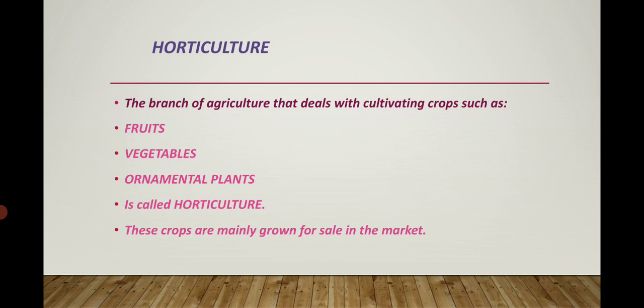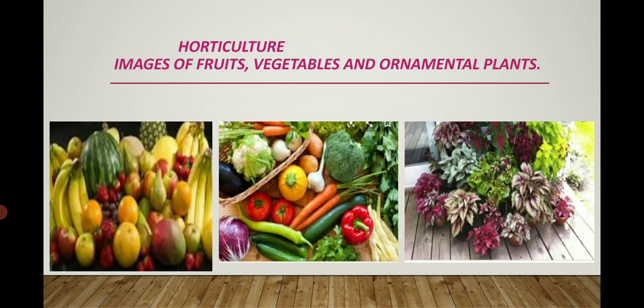Now let's discuss another interesting term, that is horticulture. The branch of agriculture that deals with cultivating crops such as fruits, vegetables, and ornamental plants is called horticulture. These crops are mainly grown for sale in the market. So here you can see the horticulture and the images of fruits, vegetables and the ornamental plants which are grown for sale.